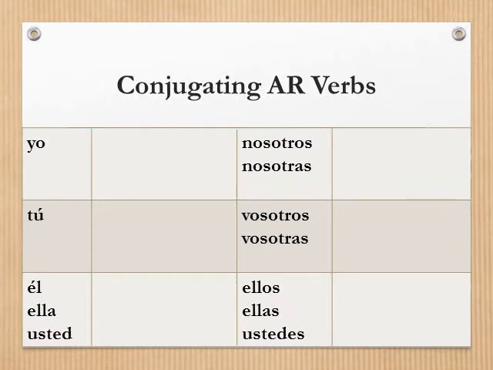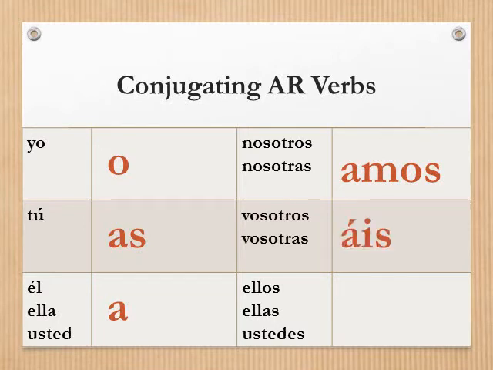So we remember our famous chart, okay? When you're conjugating AR verbs, the ending for yo is the letter O, okay? The ending for tú is as, A-S. The ending for él, ella, usted is a, the letter A. The ending for nosotros and nosotras is amos, A-M-O-S. The ending for vosotros or vosotras is áis, which is A with an accent mark over the A, I-S. The ending for ellos, ellas, ustedes is an, or A-N.